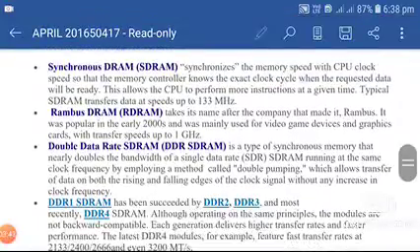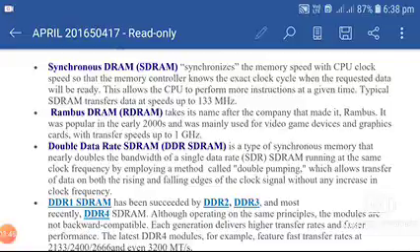So what's the use of them? Synchronous DRAM synchronizes the memory speed with the CPU clock speed so that the memory controller knows the exact clock cycle when the requested data will be ready. Next, RDRAM takes its name after the company that made it, Rambus. It was popular in the early 2000s and was mainly used for video game devices and graphic cards.